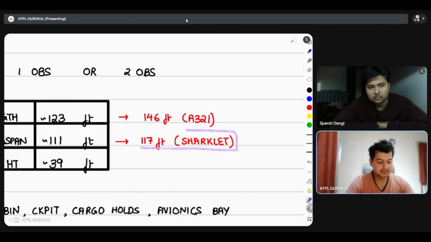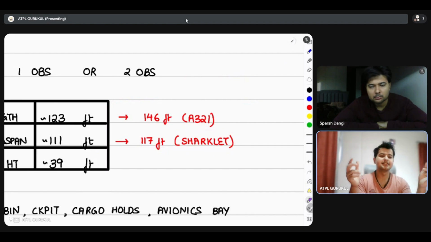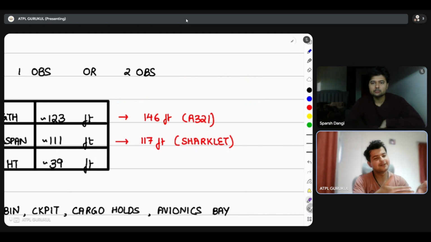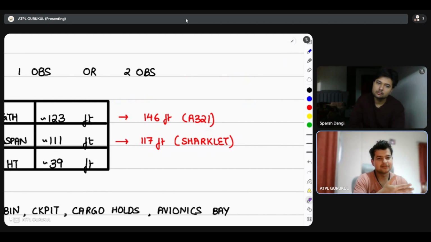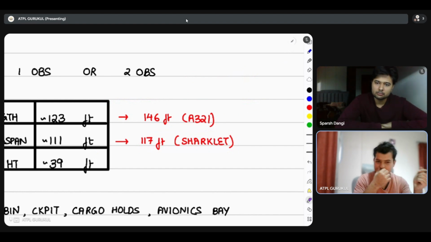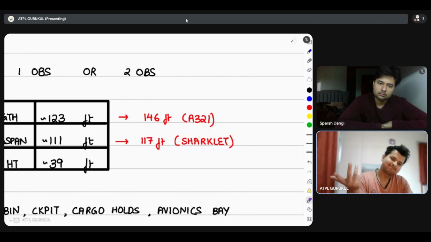So aircraft which have sharklets, what are these called? Winglets is a word which was coined and patented by the Boeing. They had the copyright on it. So Airbus was like, okay, we won't call it winglets. We'll call it sharklets. Understood? No doubts.